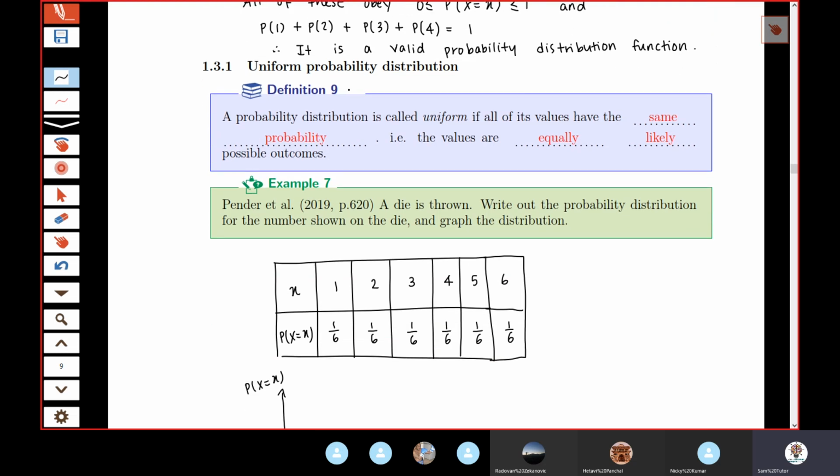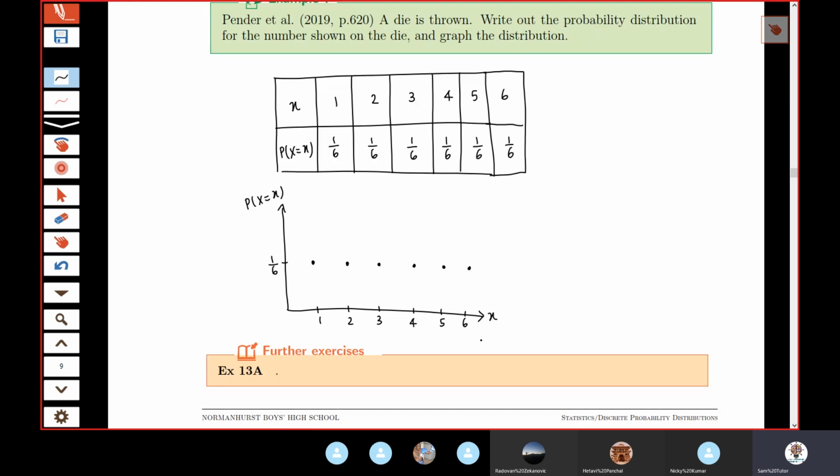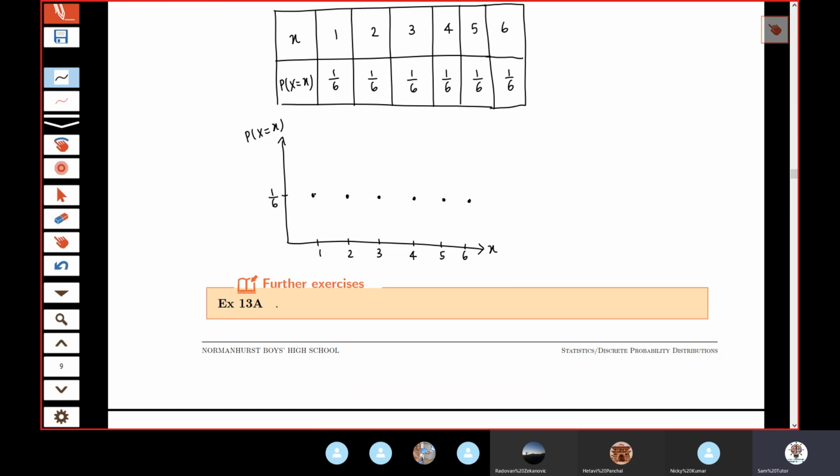Uniform probability. A probability distribution is called uniform if all of its values have the same probability, i.e. the values are equally likely. So a die is thrown. Write out the probability distribution for the number shown on the die, and then graph the distribution. Obviously you guys know in a die, 1, 2, 3, 4, 5, 6, the probability of each occurring is 1 over 6. And then graph it: 1, 1 over 6, 2, 1 over 6, 3, 1 over 6. And it's just going to be these 6 dots.